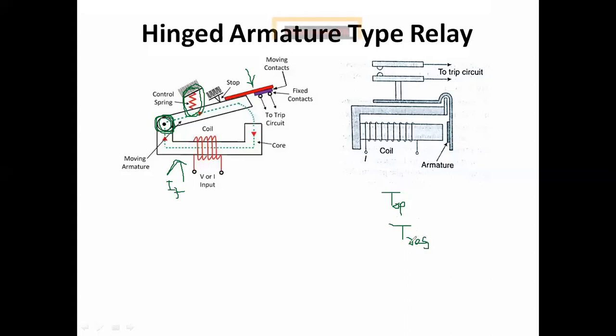This restraining torque will try to oppose the operation. And third one is called the damping torque, that is TD. So the restraining torque and damping torque try to oppose the operating torque. When operating torque becomes higher than the restraining torque, the relay will operate. In normal cases, you can see in this picture, the spring torque, that is the restraining torque, has a higher value, so nothing will happen.